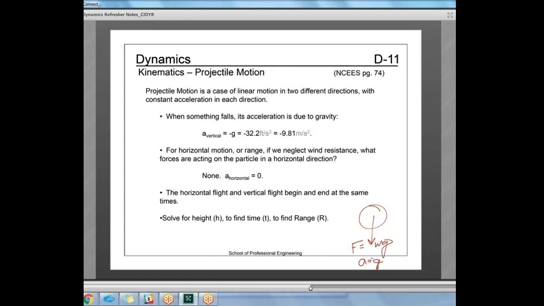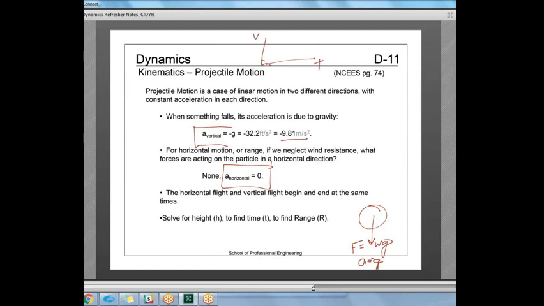What kind of acceleration does that cause? Now, hopefully you can kind of tell the acceleration is g. It's the acceleration due to gravity. And it's pointed downward, so let's just put a negative sign in front of it. So our vertical acceleration is negative g, negative 9.81 meters per second squared. What's our horizontal acceleration? There is none. Very important point, believe it or not. There is no horizontal acceleration.